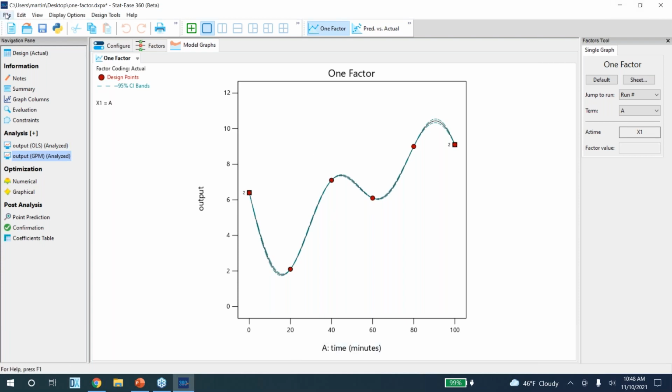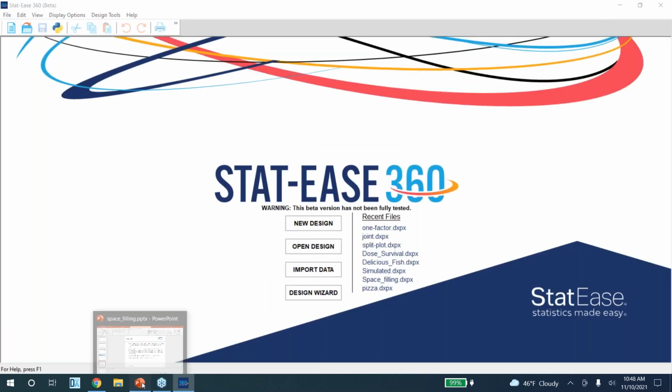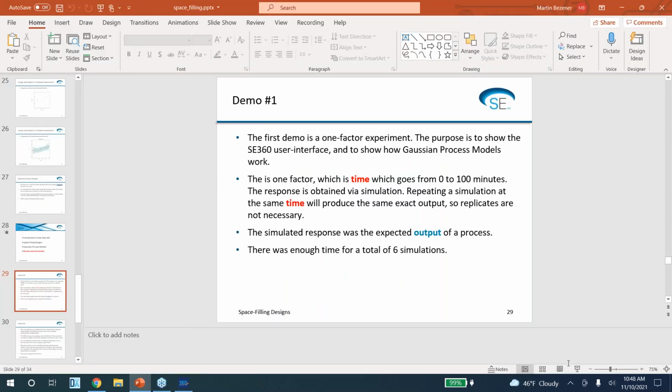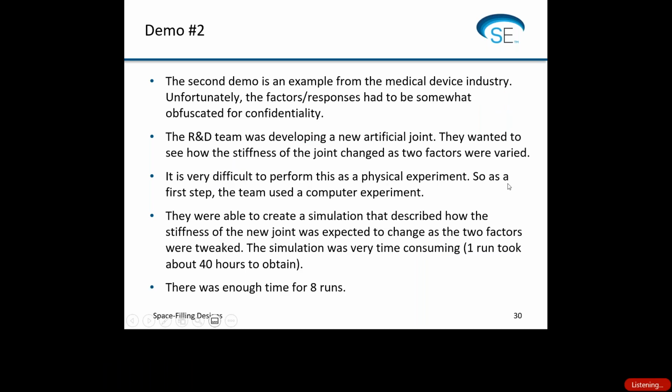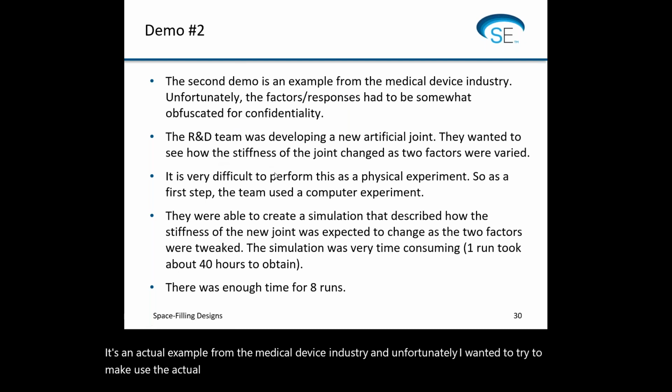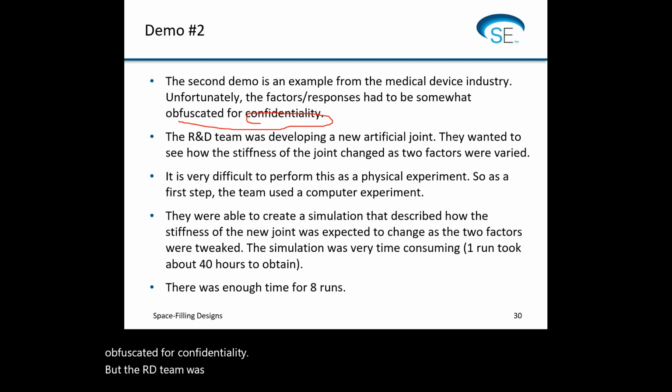I do apologize for going a little bit over time here, but I'm going to go into this second example very quickly. It's an actual example from the medical device industry. Unfortunately, I wanted to use the actual data they had, but some of it had to be obfuscated for confidentiality. The R&D team was developing a new artificial joint, and they wanted to see how the stiffness of the joint changed as two factors were varied.